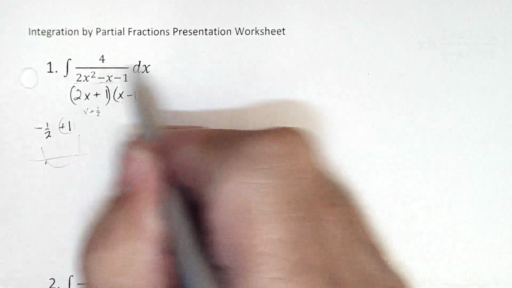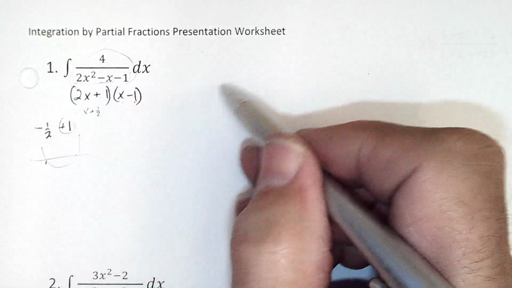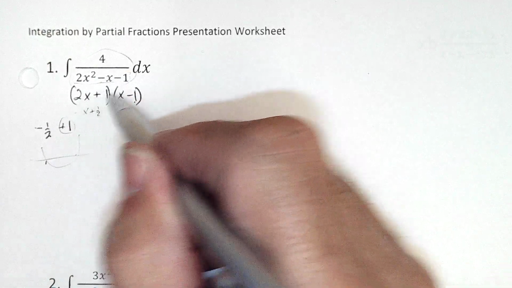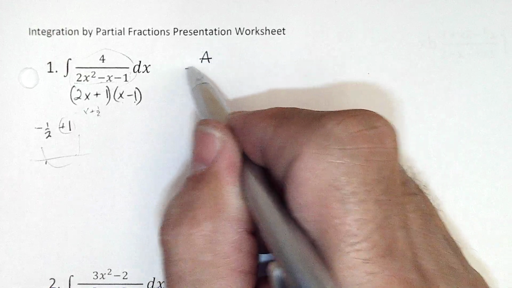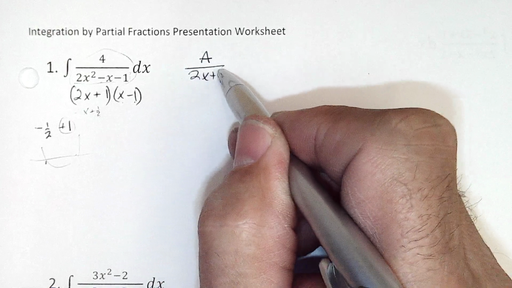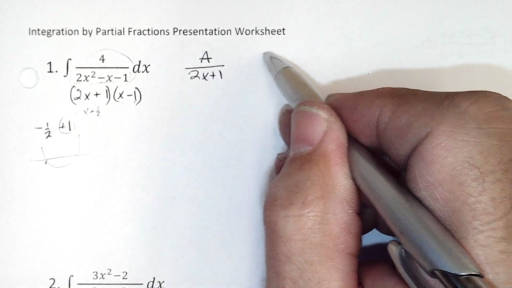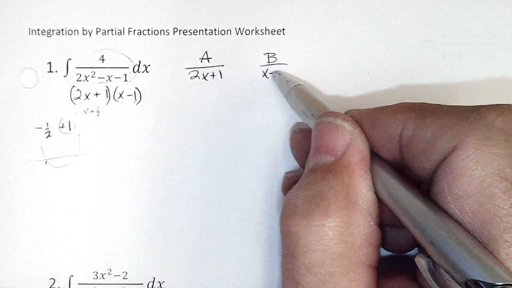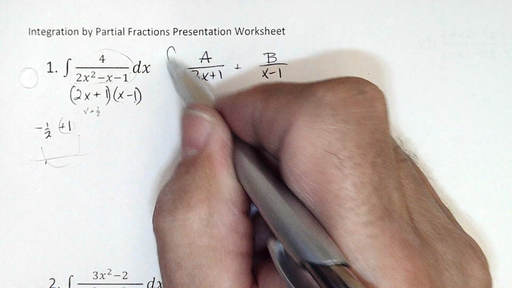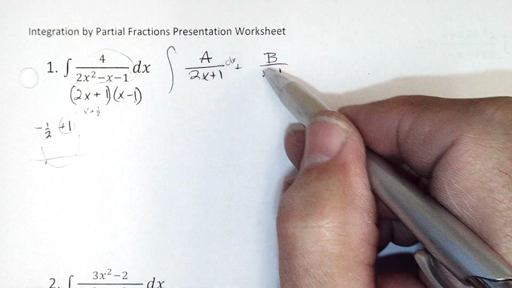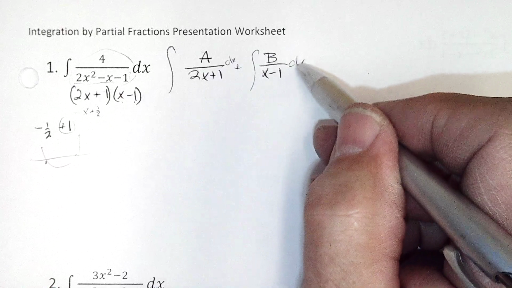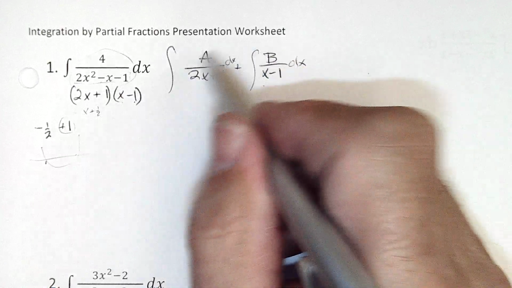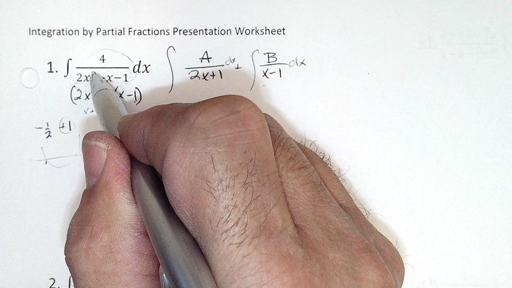But anyway, this fraction should be able to be written as, that's a linear factor, so you put a over it, and you put b over this one, because it's a linear factor. It doesn't have any squares in it. And this can turn into the integral of this plus the integral of this, if we can just figure out the a and b's that make these two fractions add to be that fraction.